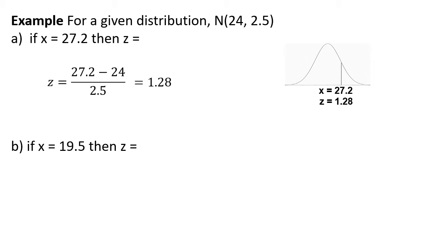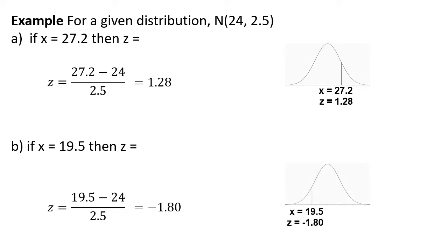All right, let's try B. If x is 19.5, what would its z-score be? Again, assuming we're still on the normal distribution with a mean of 24 and a standard deviation of 2.5. So we would use our z-score calculation again, 19.5 minus 24, divided by 2.5. That gives us a z-score of negative 1.8. So that means that 19.5 is 1.8 standard deviations below the mean because it is negative. All right, so a picture would look something like this. Notice we're below the halfway point. Our z-score is negative.